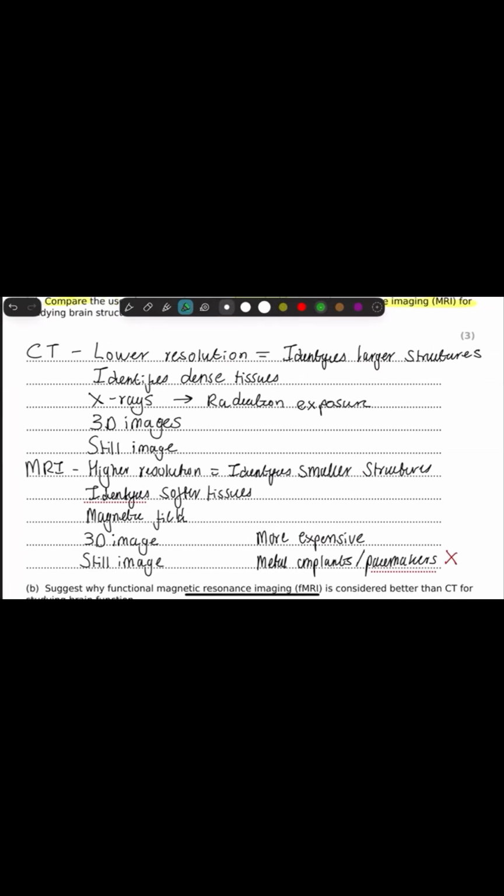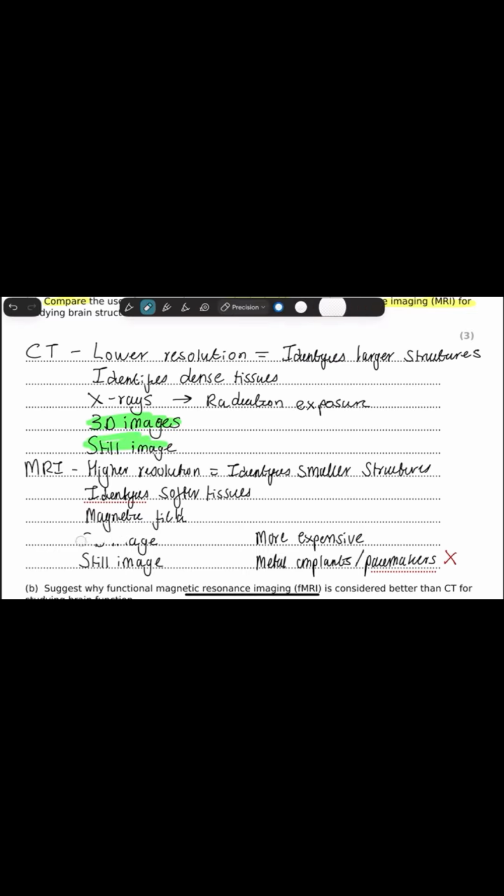Yeah. So in a CT, what are we saying? Similarities, 3D image, still. That's the same for both of them. Both of them have 3D images and still images. Yeah. What can we say is different?